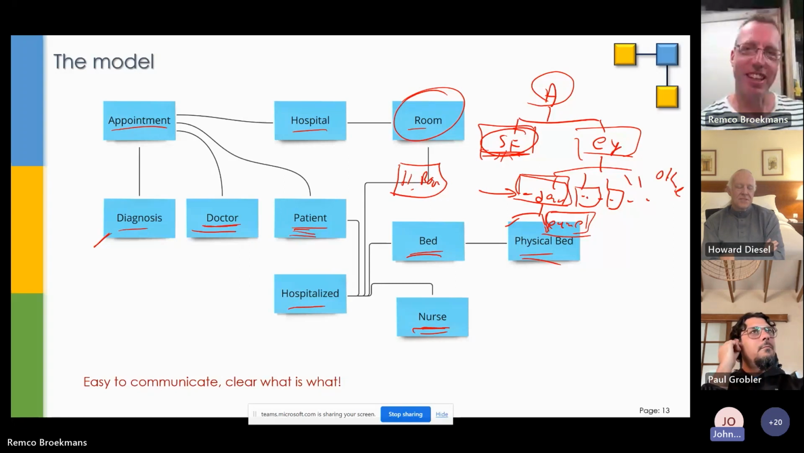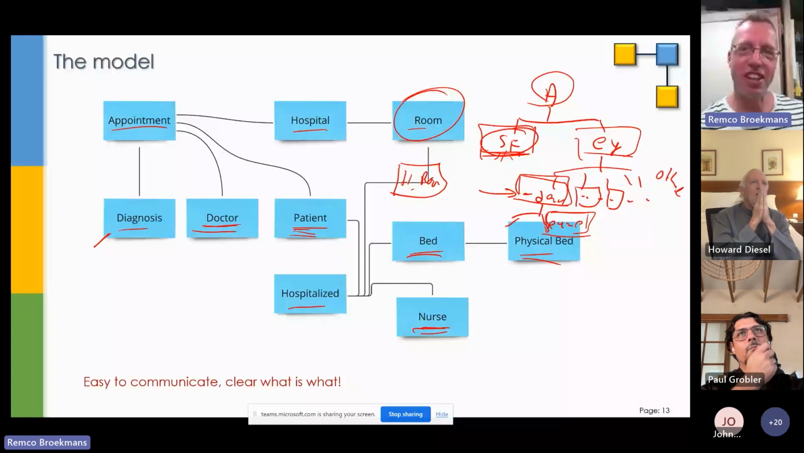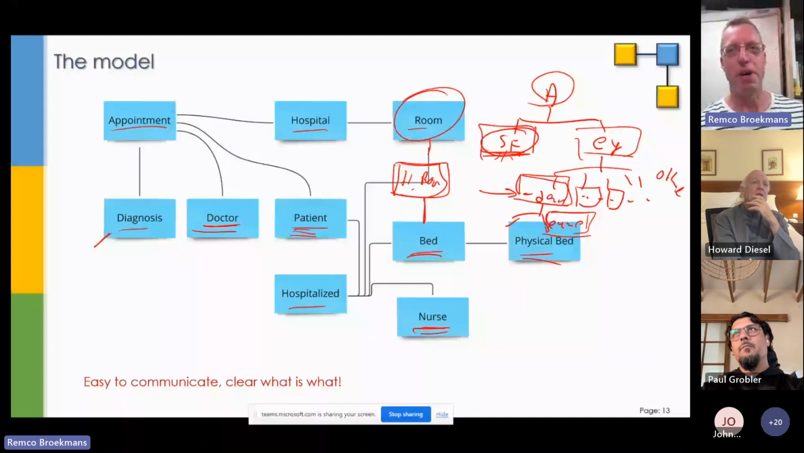Thanks, Howard, for asking. Thanks, John. By the way, I think that you're right. You could also say, hey, I have a room. There's a hospital room that might be very specific, and the hospital room, the bed as a physical location, is in the hospital room.